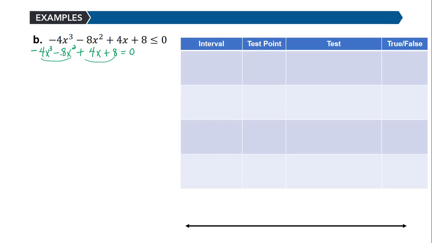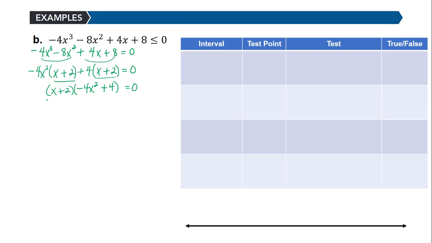Between negative 4x cubed and negative 8x squared, there's a negative 4x squared in common. That leaves an x plus 2. And then plus 4x plus 8 has a plus 4 in common, which leaves, in parentheses, x plus 2. And then that is equal to 0. So now we see this common binomial of x plus 2 that we can factor out, which leaves a negative 4x squared plus 4 equals 0.